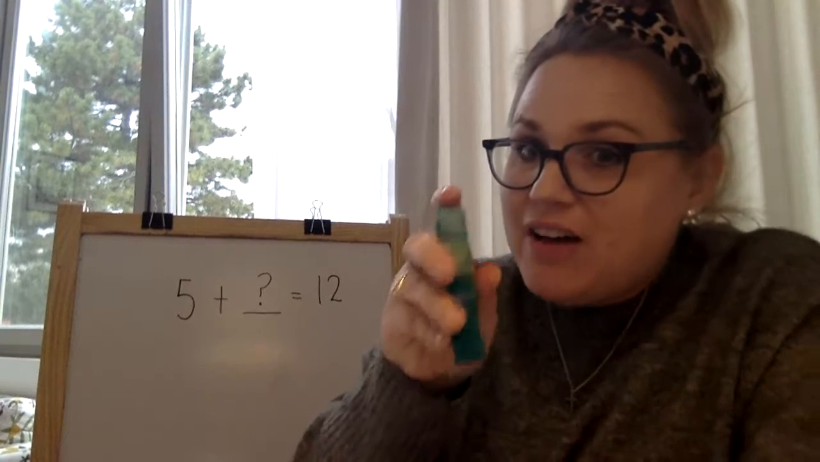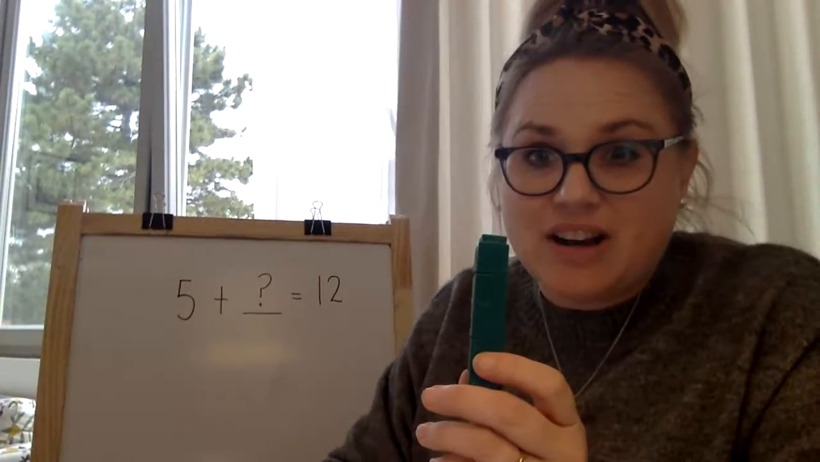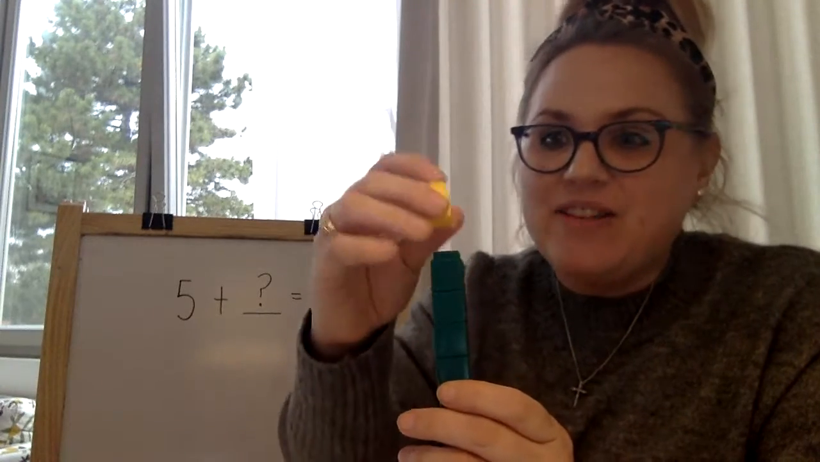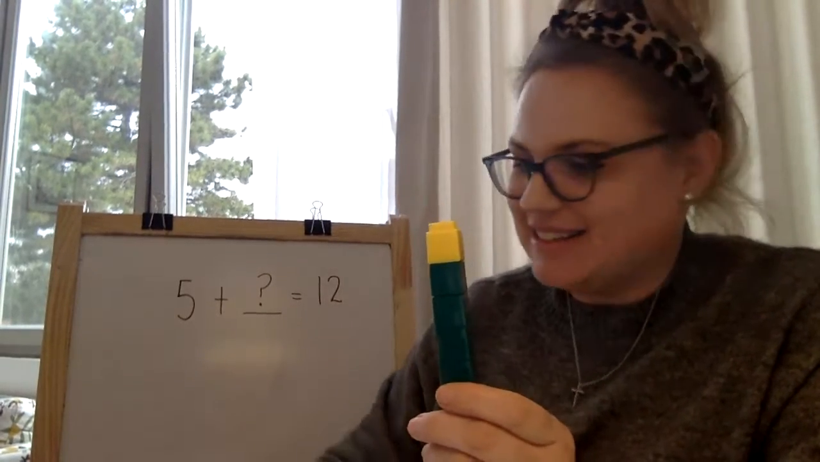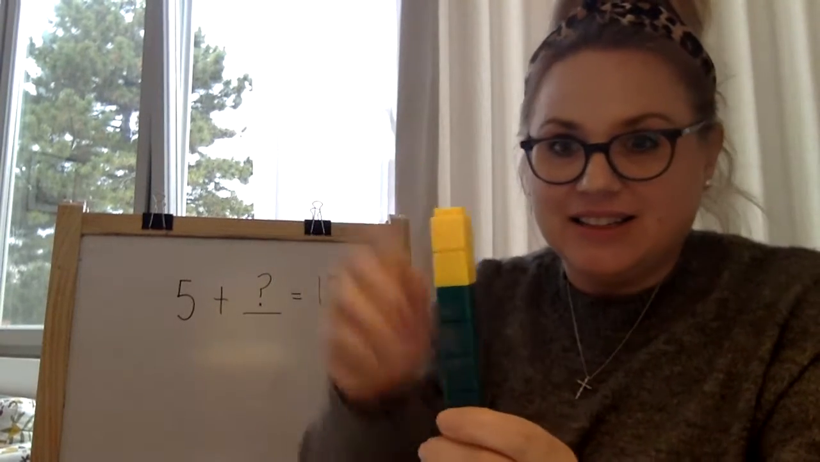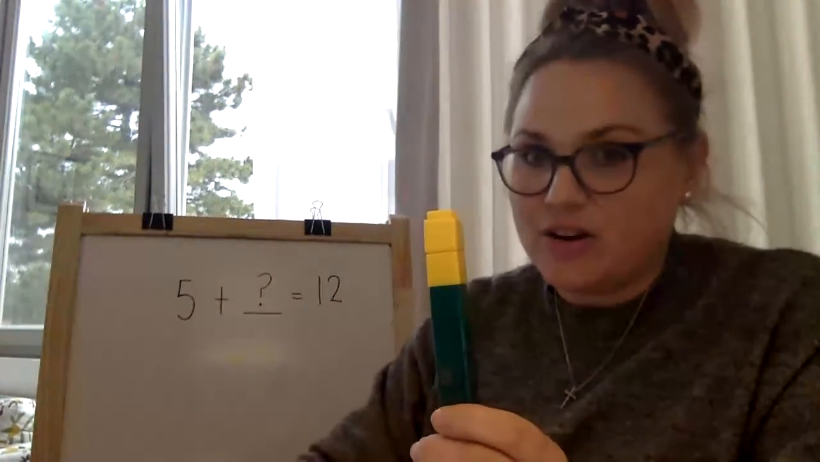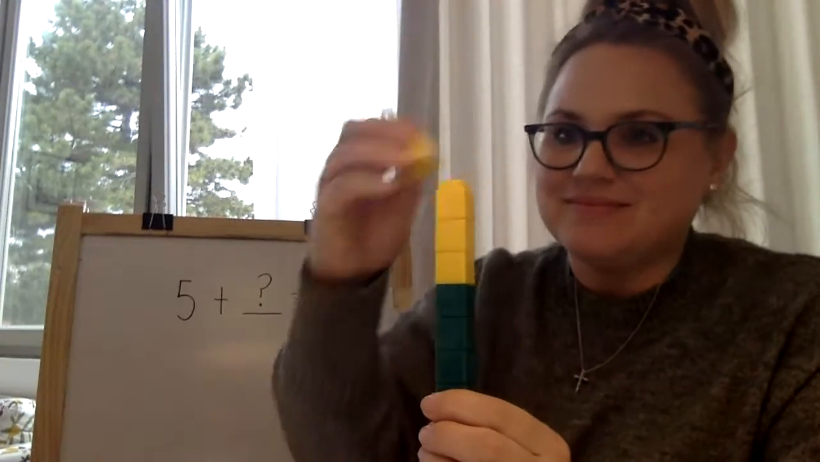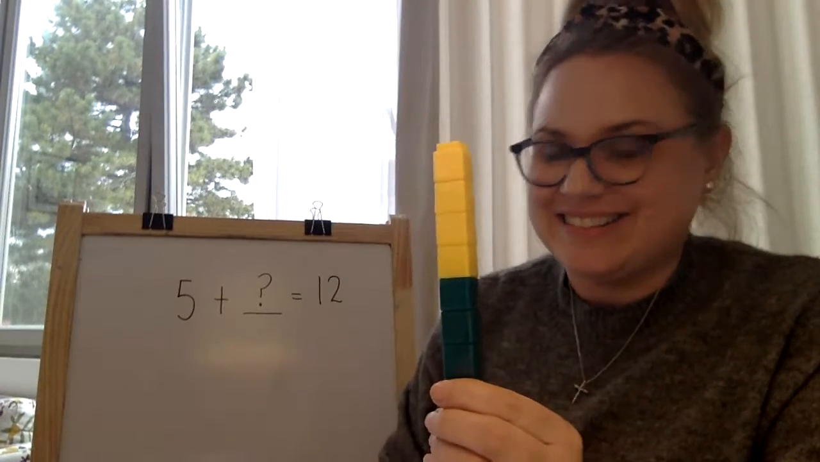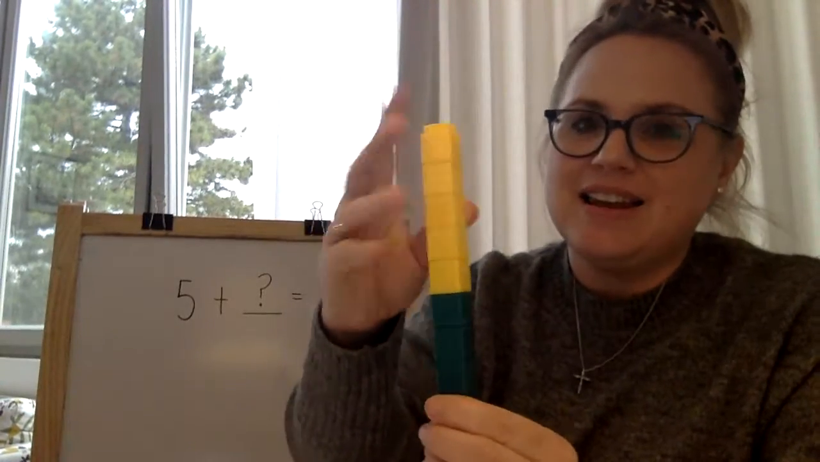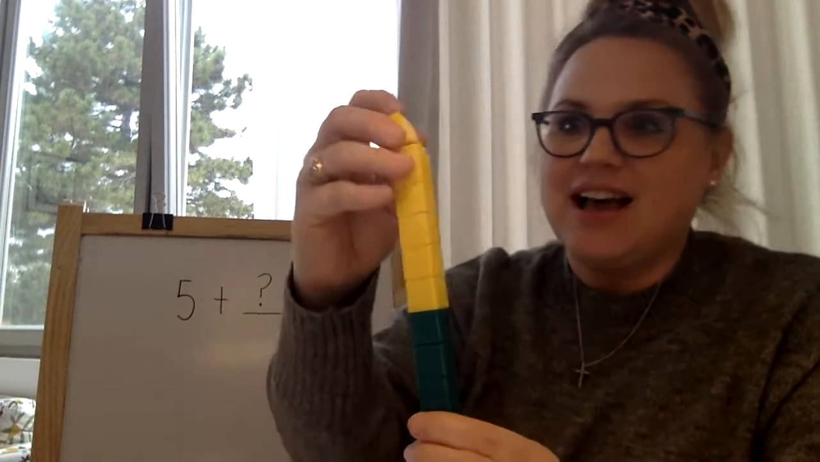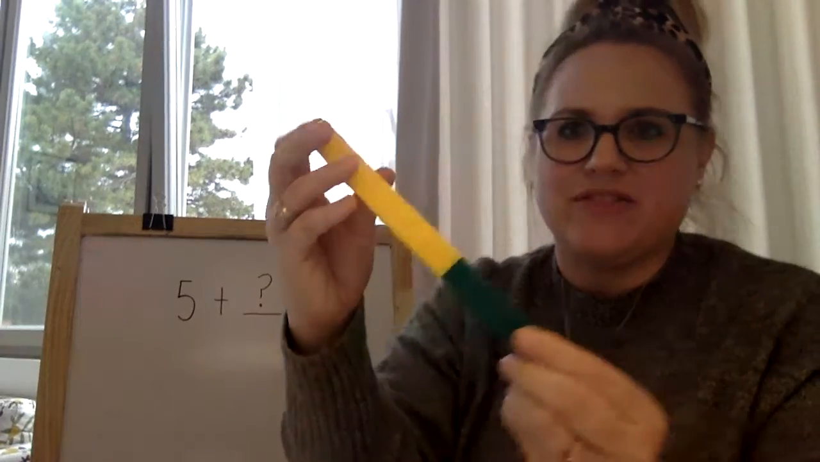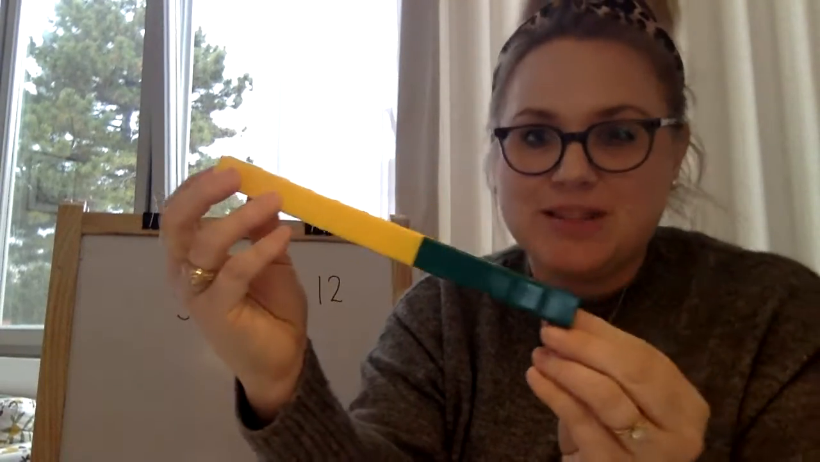All right, so I already have 5. So what am I going to start counting with next? That's right, 6. So 5, 6, 7. Am I done? No, I've got to go to 12. 7, 8, 9, 10, almost there, 11, finally 12. Okay, now I have all of the cubes that Joey had.